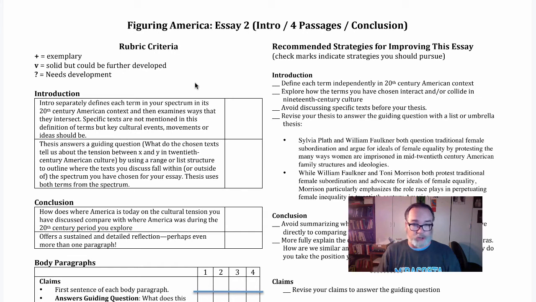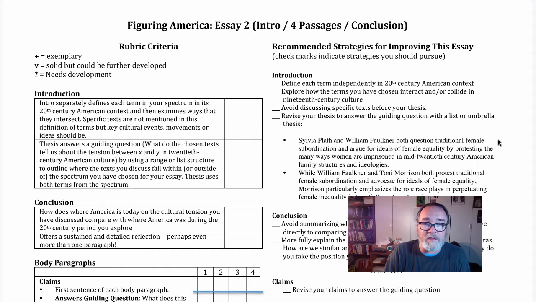define each term separately and fully. So this term from the spectrum means this in the 20th century. This term from the spectrum means this in the 20th century. Here's how they push and pull at each other. And then you segue into the thesis. So it's both terms separately and fully, how they collide, pull, or push, or merge with each other, and then your thesis about what the writers say.